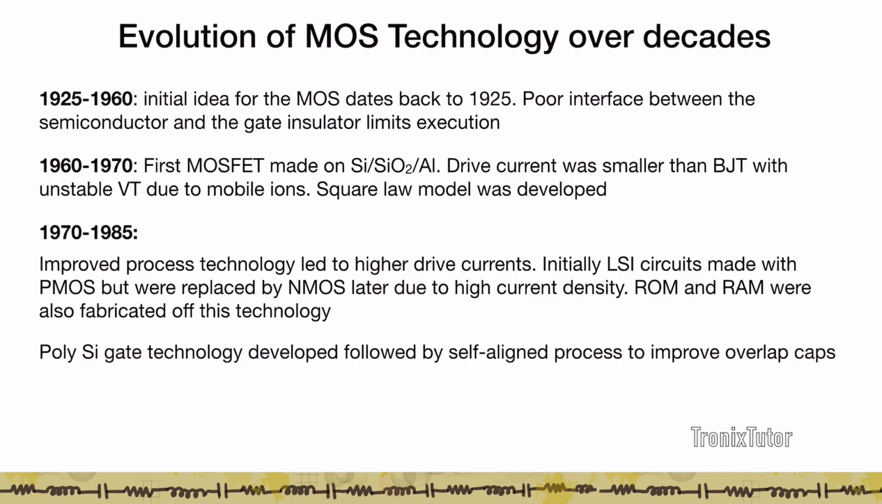Polysilicon gate technology was also developed in this decade, followed by what was known as a self-aligned process, and both these were essential to get better MOSFETs. With polysilicon gate technology, you were able to get high temperature processing, so you were able to develop better junctions. And with the self-aligned process, you were able to get better overlap capacitances and hence a better MOSFET.